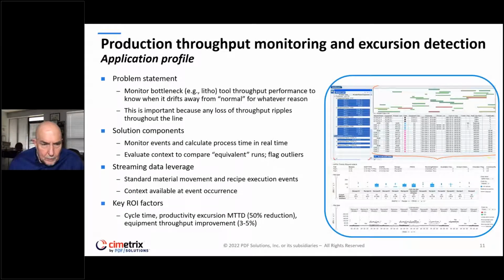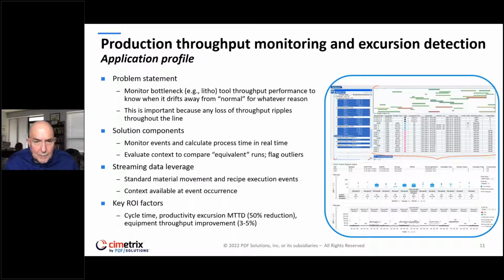So the solution component for doing that would be watching the recipe execution and material movement events within the equipment and calculate the effective processing time in real time. Now, the assumption is that you would have, for a given recipe, given process, given layer, given piece of equipment, you would know what the average execution time would be for that, and you'd be able to compare the existing lot with one of its equivalent runs, and then be able to flag those outliers.